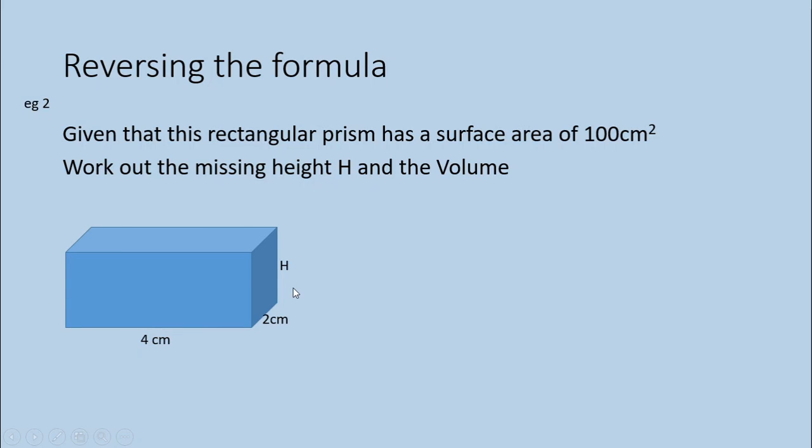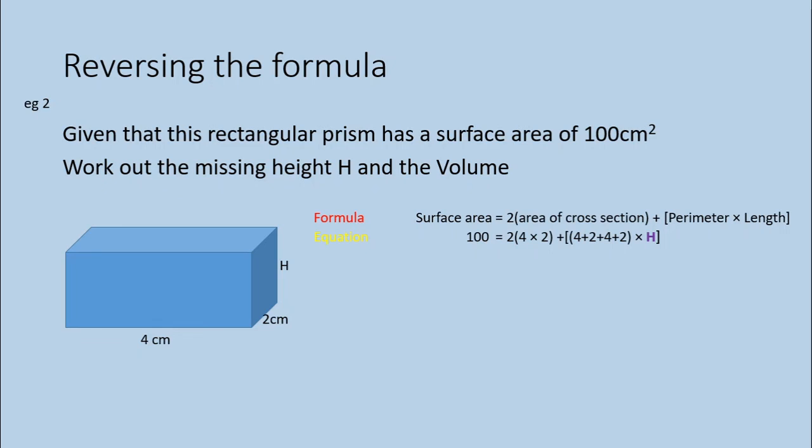Now I want to work out the volume of the shape, but they gave me the surface area, so that's the formula I need to start with. Surface area is equal to 2 times the area of the cross-section plus the perimeter times the length. Let's start substituting into that. I know the surface area, so this is going to become an equation. 100 is equal to 2 times the area of the cross-section. Remember, I chose the cross-section to be this 4 by 2 area, plus the perimeter of that cross-section, which is 4 plus 2, plus another 4 plus another 2, times the unknown height. That's my length of the prism, the distance between the cross-section on the bottom and the cross-section on the top.